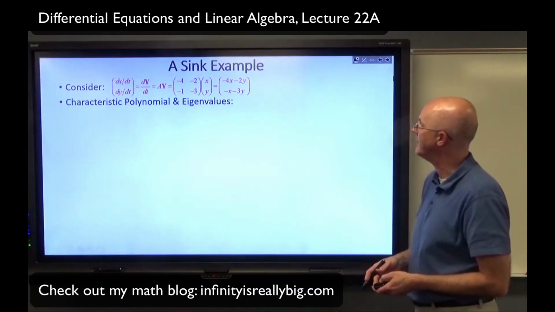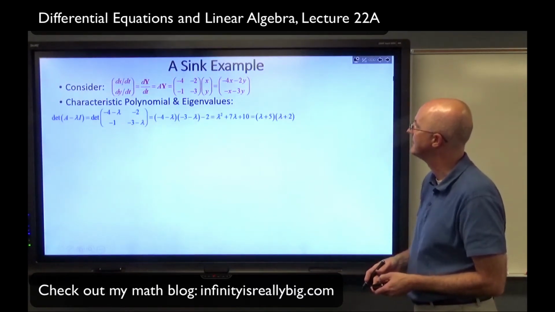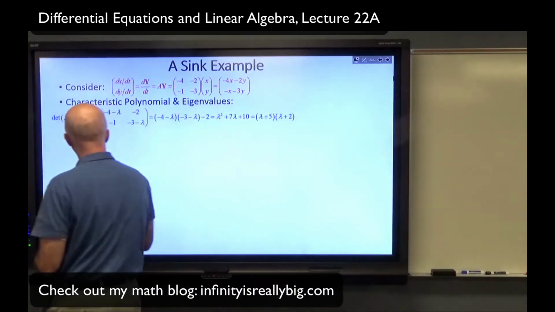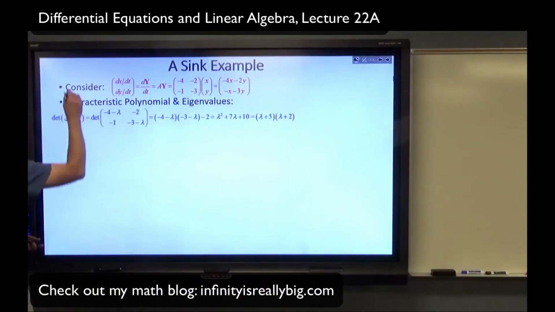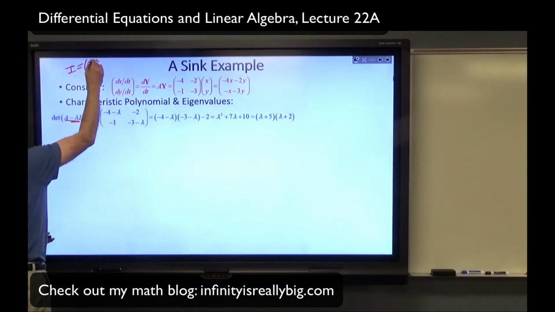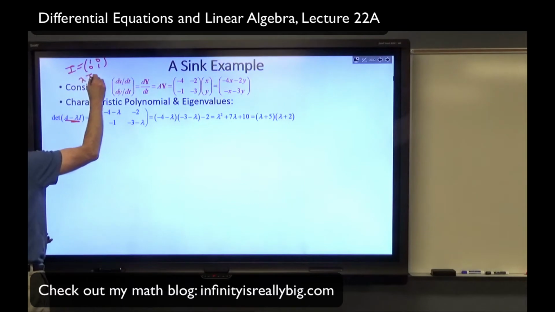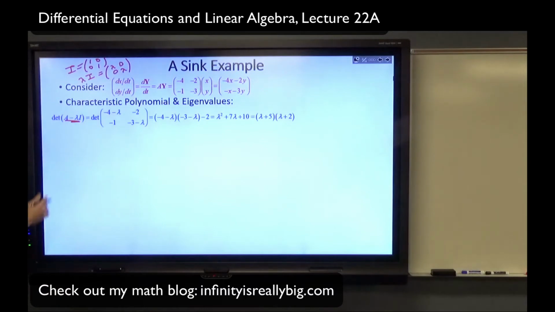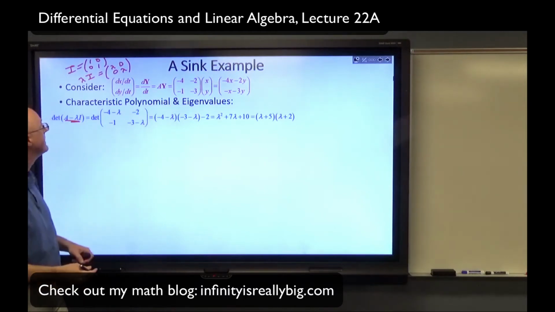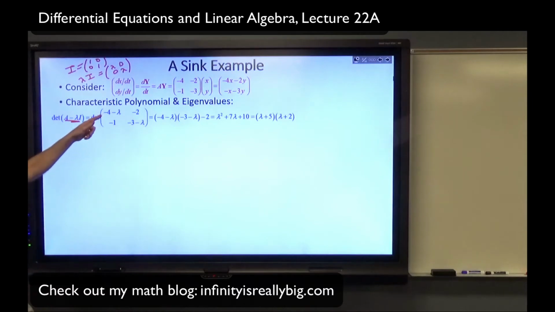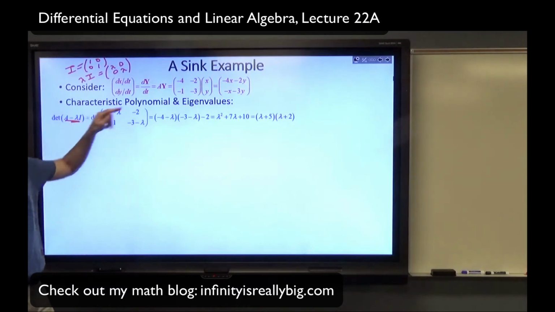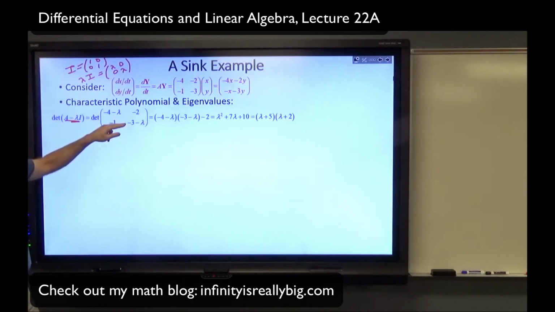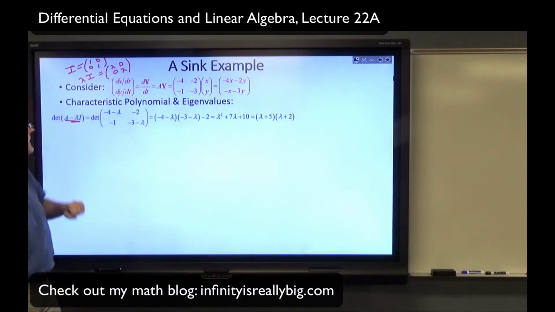So, as in lecture 21A, we need to look at the characteristic polynomial and the eigenvalues. The determinant of this matrix that you see here, A minus lambda I, where I is, in this case, the 2 by 2 identity matrix, and therefore lambda times I is the matrix that looks like this. And I take A minus that. I subtract entry by entry, so in the upper left corner I get -4 minus lambda. In the upper right and lower left corners, those stay the same, the values of A, because I'd be subtracting 0. And in the lower right corner, I have -3 minus lambda.